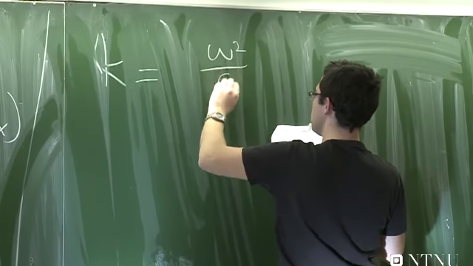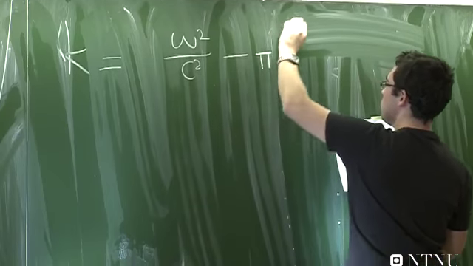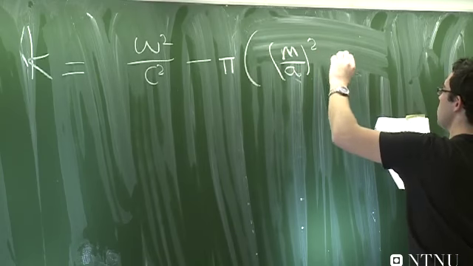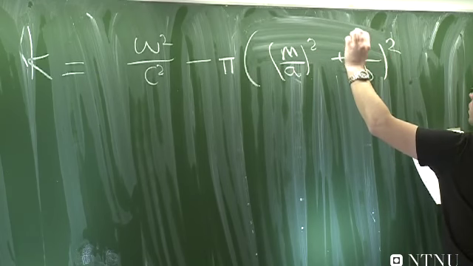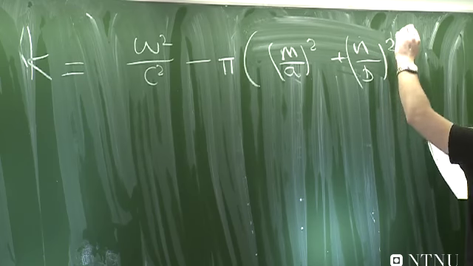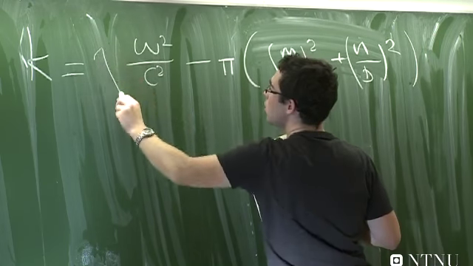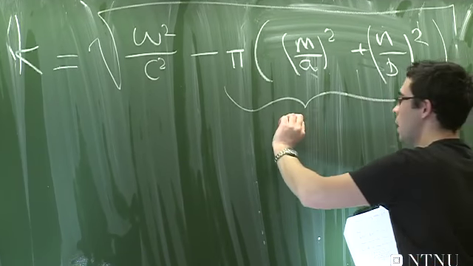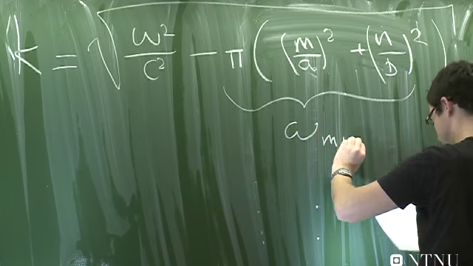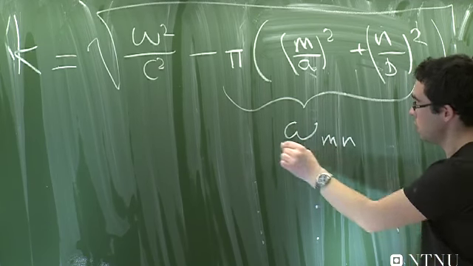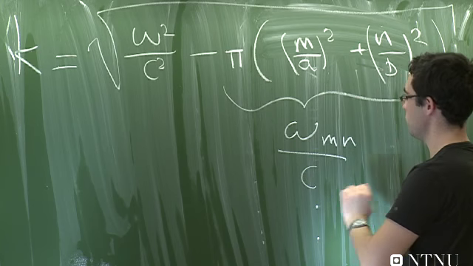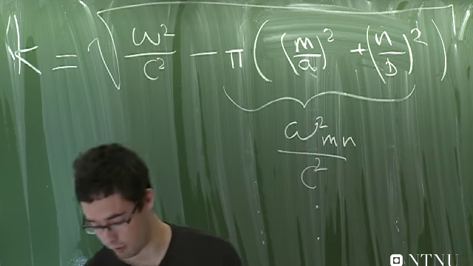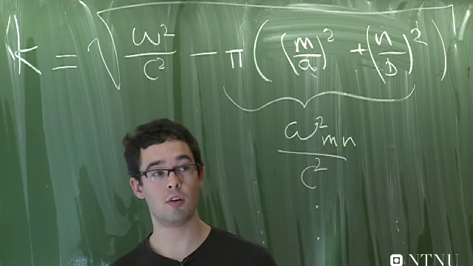Omega squared over c squared minus pi squared times m over a squared plus n over b squared. And now I call this part omega mn, over c squared. Like this. So now, to have a propagating wave, what's the requirement on k and omega?